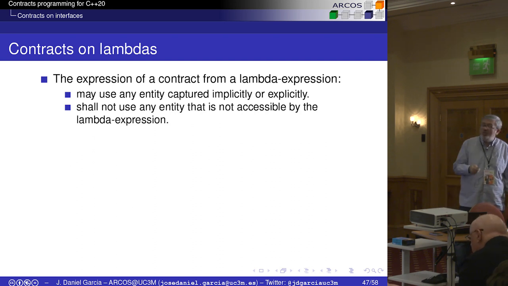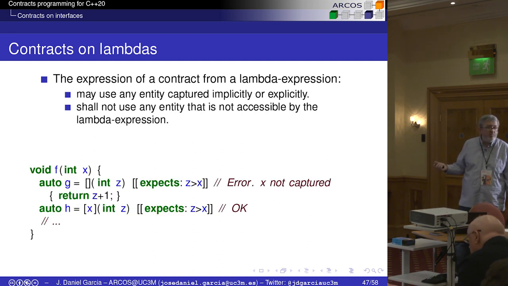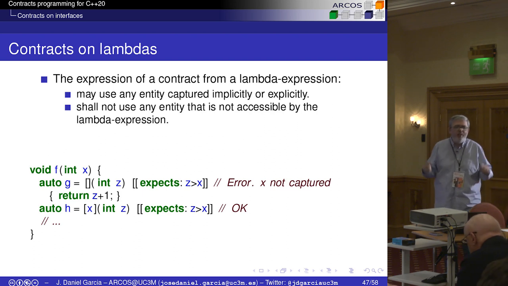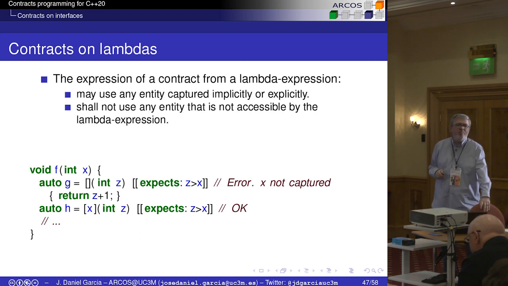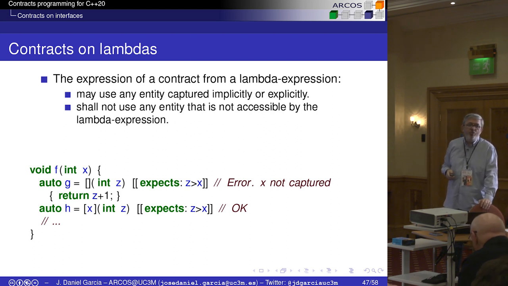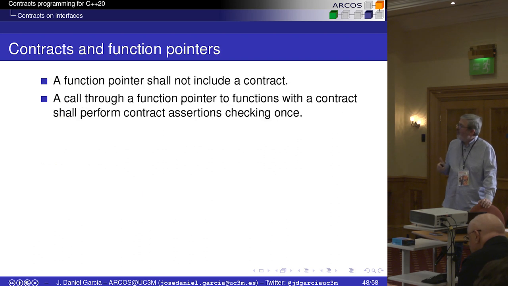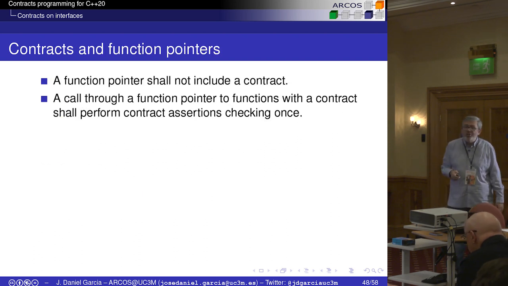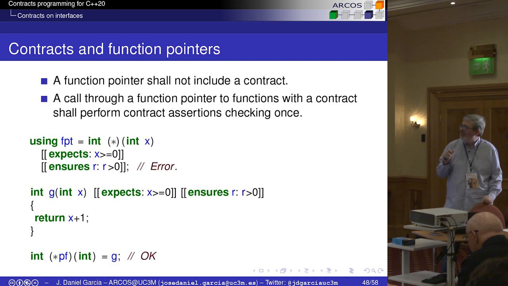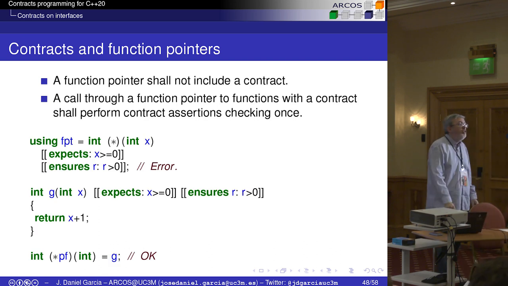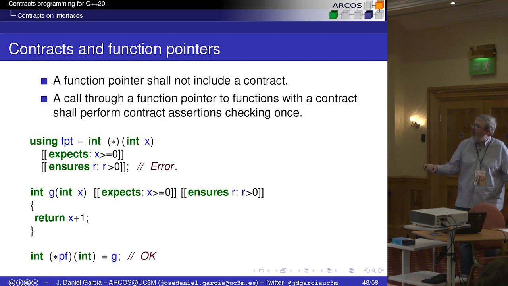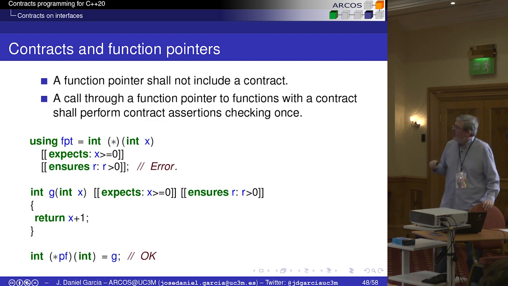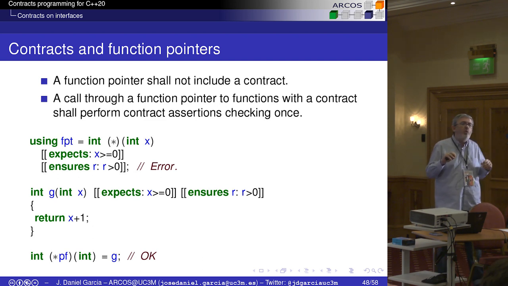You can set contracts also on lambda expressions. And we found already some use case when you pass the lambda to an algorithm. Function pointers. Now, you cannot set a contract on a function pointer or a function pointer type. So don't do this. Okay? So function pointers cannot be annotated with contracts.